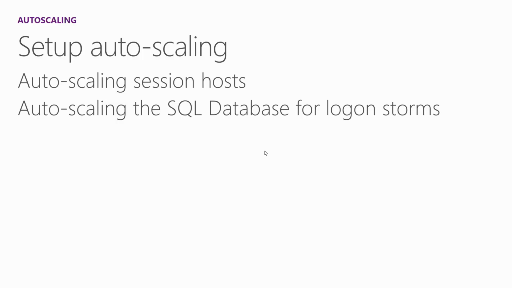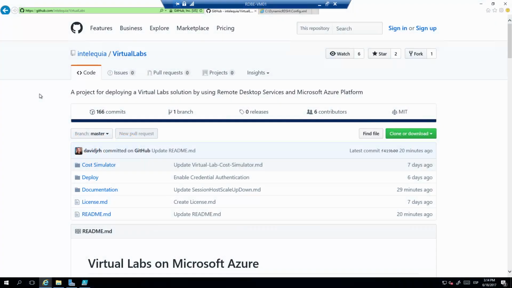We are going to talk about autoscaling with the session host and then autoscaling the SQL database for logon storms. So let's have a look at how we can set up autoscaling in our system in the next demo. In this demo, we'll see how we can automate the scaling of the session host as well as the database. This will allow us to save a lot of money depending on the number of users that are currently connected on.